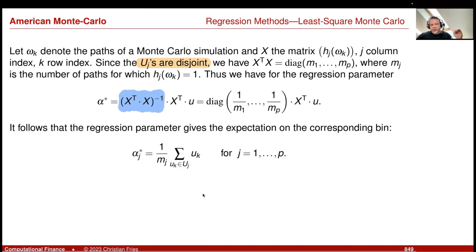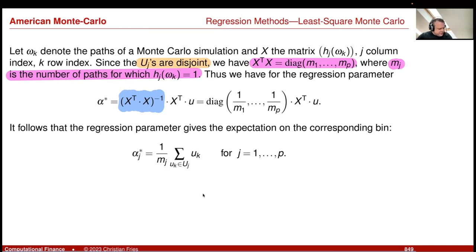And on the diagonal, you have y_i multiplied with y_i. This is just 1 multiplied with 1 plus 0 multiplied with 0, and so on. So you just count the number of entries where the indicator function is 1. So X transposed X is just the diagonal matrix where the diagonal elements m_j are the number of sample paths that pass through the bin u_j.